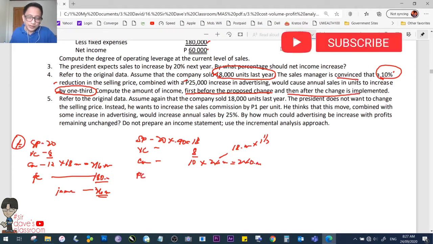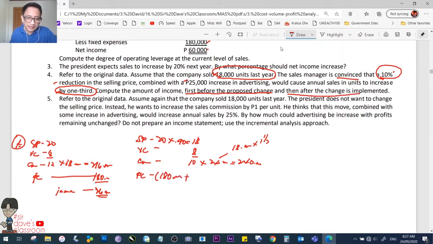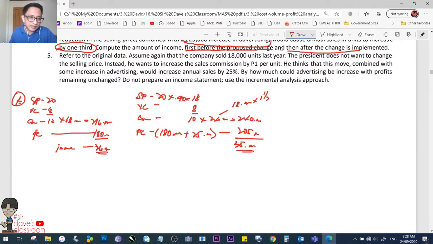Less your fixed cost here, which would increase according to the problem. Our original 180,000 will be increased by 25,000, that is the increase in advertising. So it becomes 205,000. 240,000 less 205,000, 35,000. So what does that mean? If you implement this number 4, the sales manager's proposal, there will be a 1,000 peso decrease in income, from 36,000 decreasing by 1,000 pesos to 35,000.